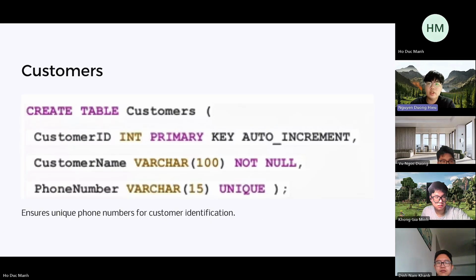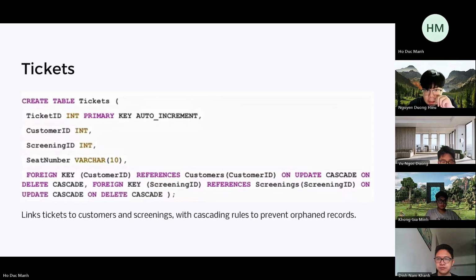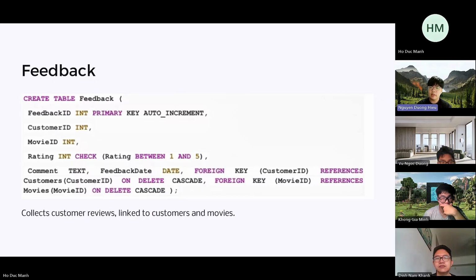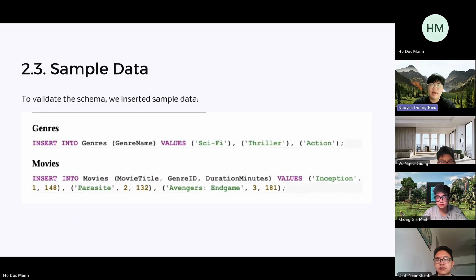For customer, we ensure that each phone number is unique for better identification and communication. Ticket connects customer to a specific screening and stores the seat number. Foreign key constraints help maintain data consistency and automatically delete related tickets if a customer or screening is removed. In the staff table, we store staff details to support staff management with unique emails. Finally, the feedback table lets customers review movies. It includes a rating from 1 to 5, a comment, and the feedback date. To make sure our database schema works well, we inserted some sample data.